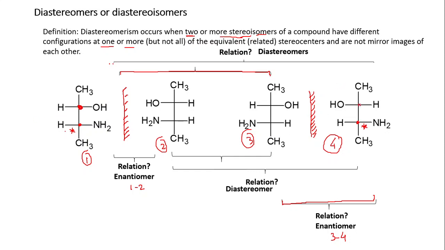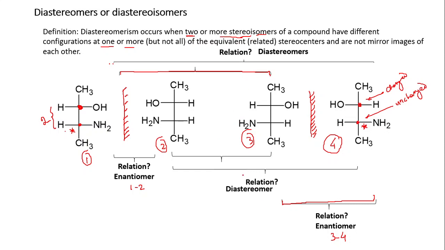Okay, so look up the definition again. If there is more than one chiral center, then it is changed in one or more but not all. In this case, there are 2 chiral centers present, but only one where it is changed, and the other one is unchanged. So that's why they are diastereomers.